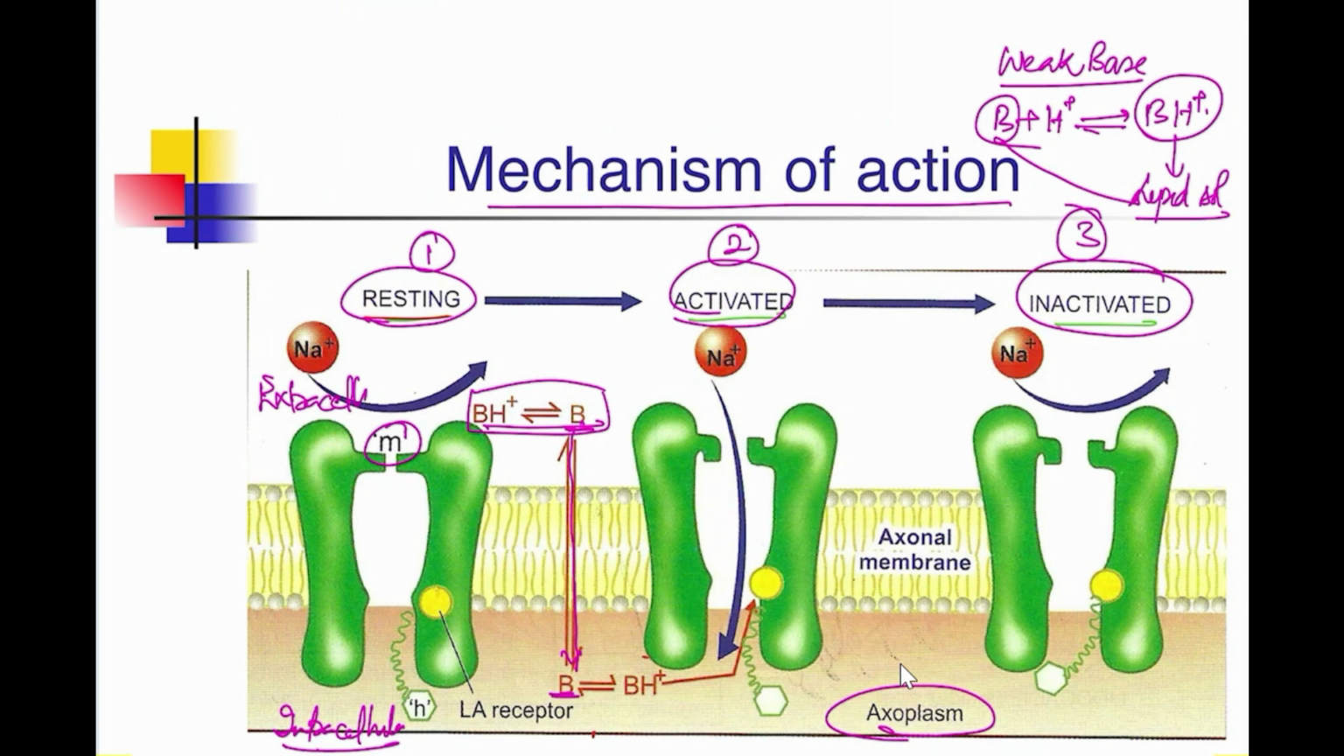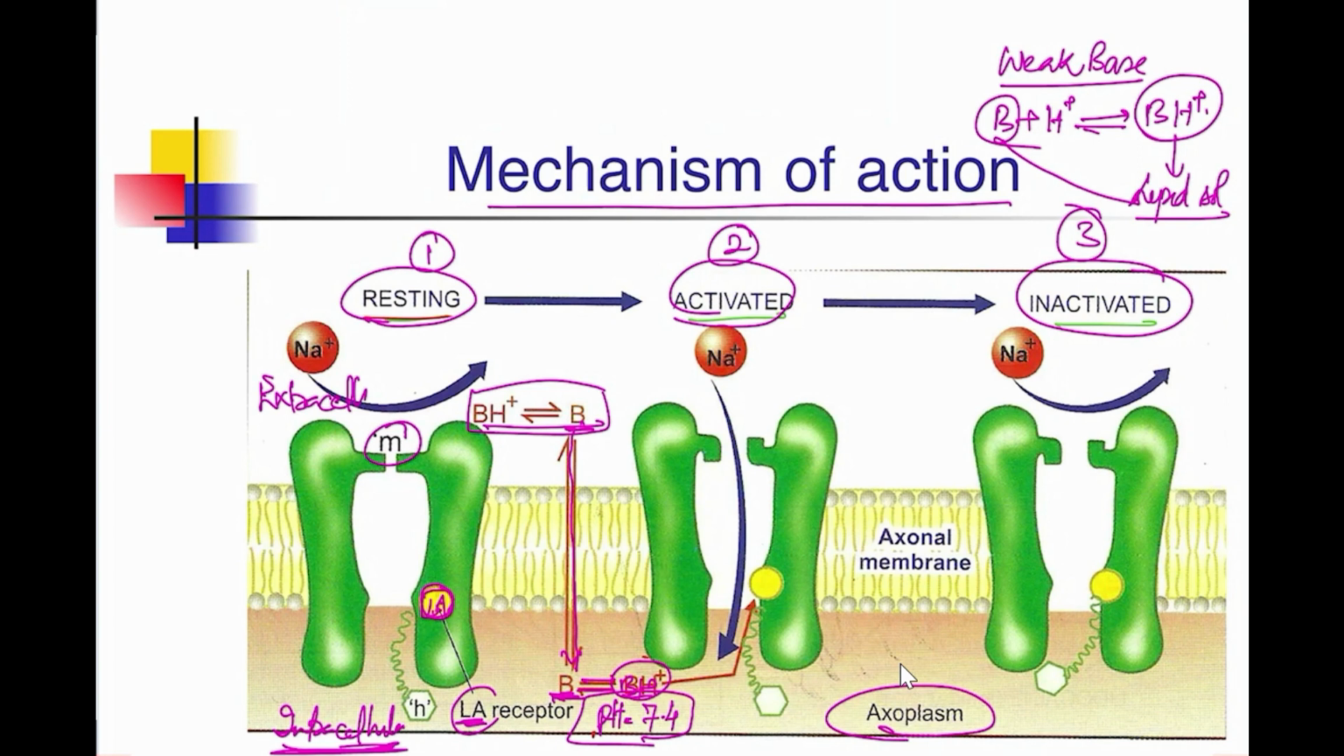Now what will happen within the exoplasm? Within the exoplasm, the local anesthetic is a weak base and inside it is mildly acidic, pH 7.4. So it again gets ionized. Now on the intracellular side of the sodium channel there is a local anesthetic receptor, this yellow one. It has affinity mainly for the ionized fraction of the local anesthetic.